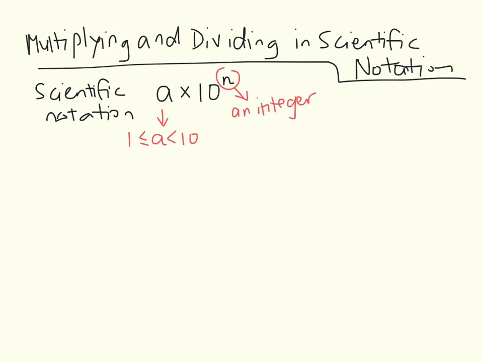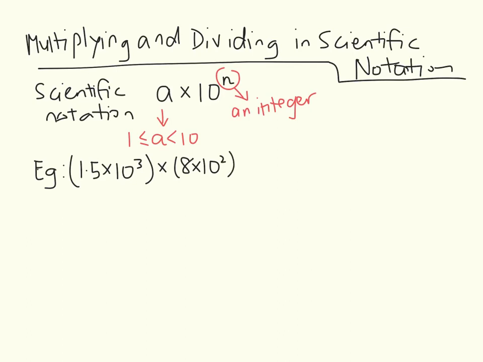We're going to look at the first example, which is on multiplying numbers in scientific notation. We have 1.5 times 10 to the third, multiplied by another number, 8 times 10 to the second power.